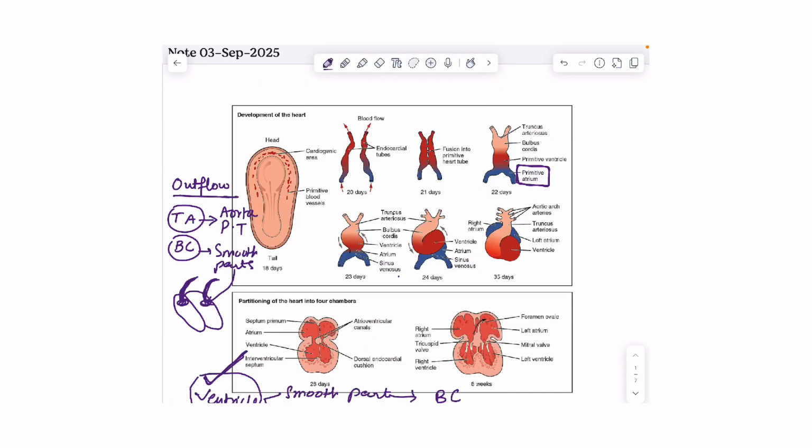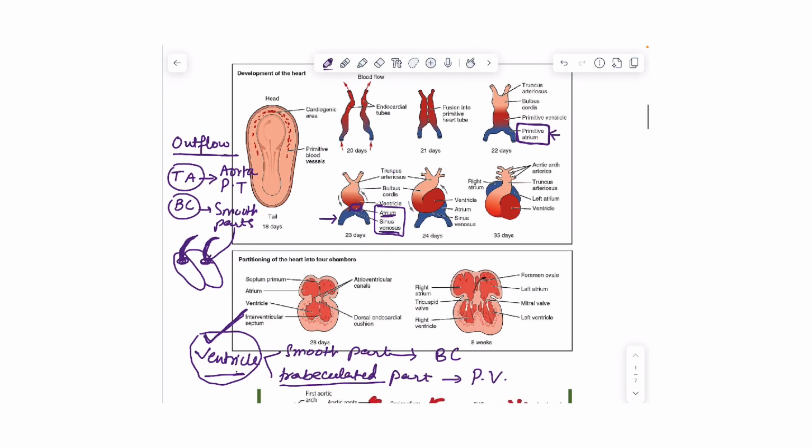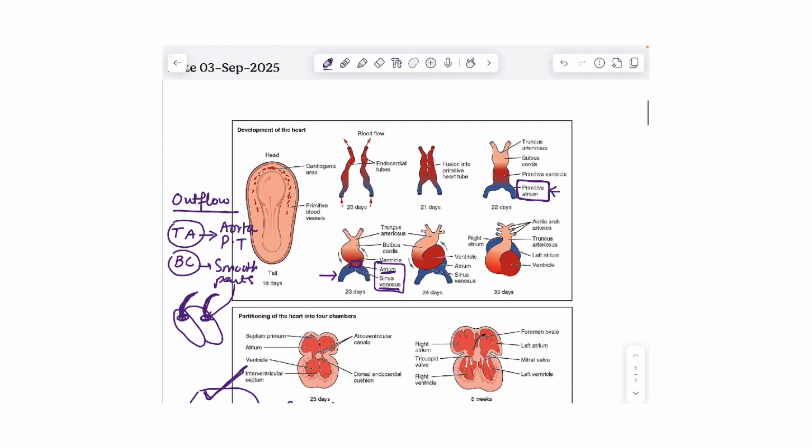Okay, now we are going to see how the atria develop from this structure, the primitive atrium. Okay, so the primitive atrium, as we can see, has developed into this sinus venosus and this structure right here, which we will still call the primitive atrium or atrium simply. So sinus venosus and atrium, we have these two structures that will develop into the full right atrium and the left atrium. Now, as we divided this ventricle right here into the smooth part and the trabeculated part, we will also divide the atria into the smooth part and the trabeculated part.